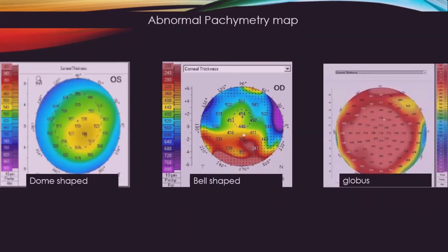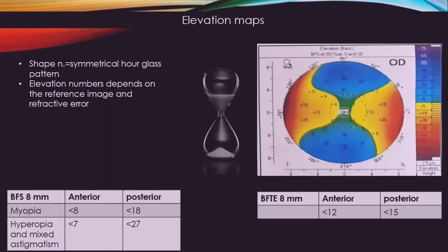These are the abnormal shapes of the pachy-apex. This is the dome shape with the thinnest location displacement, and this is a bell shape when there is usually an inferior thinning, comes with the PMD, and this is a globus.